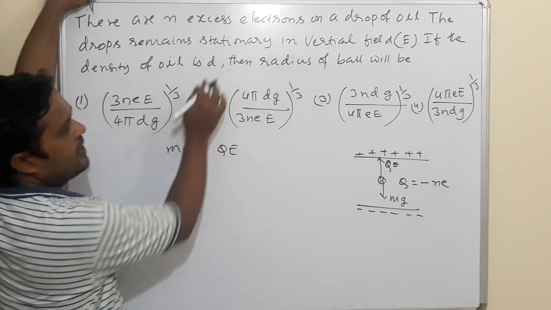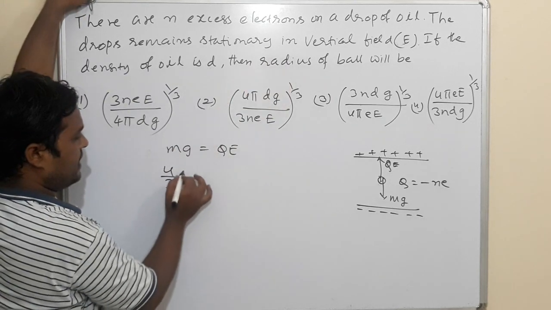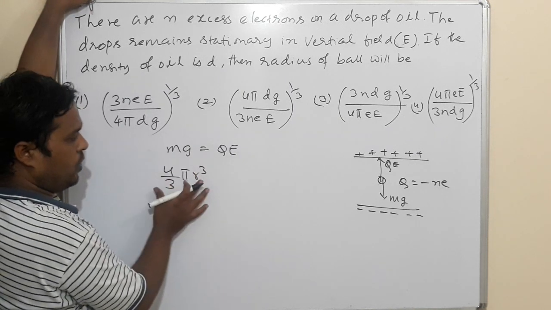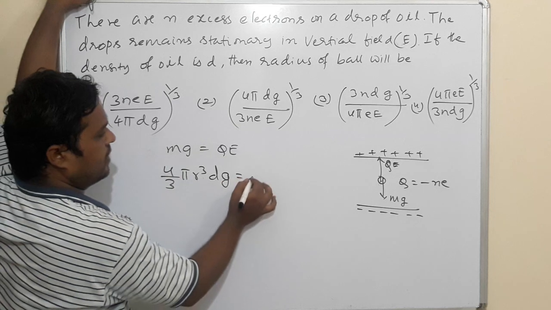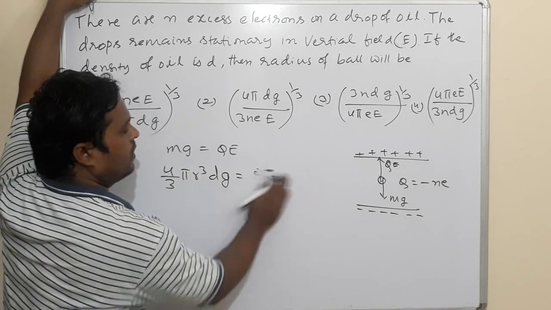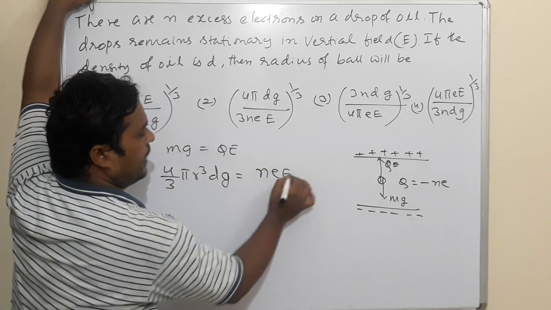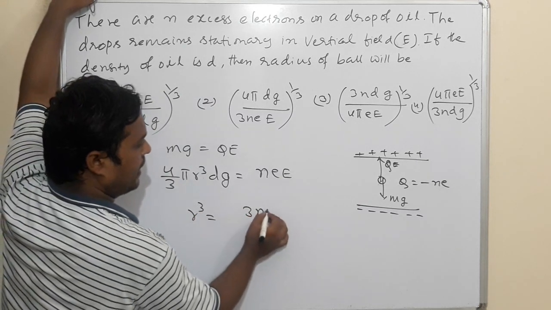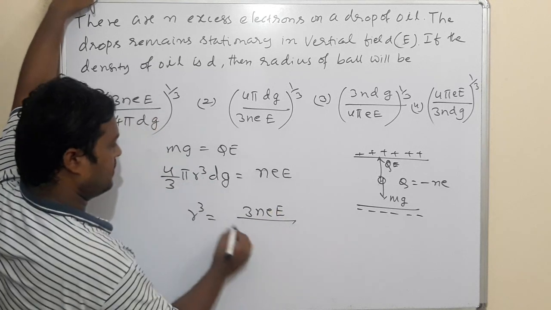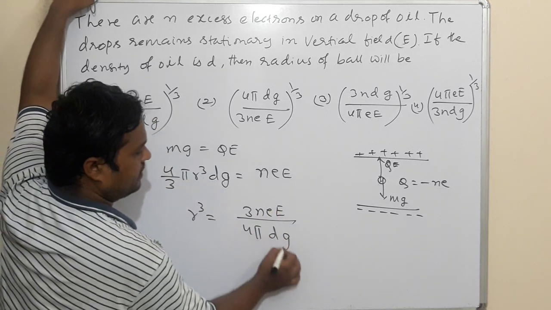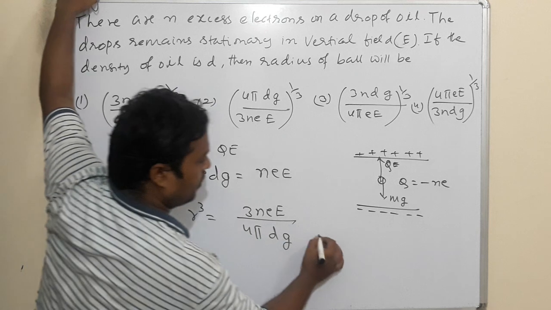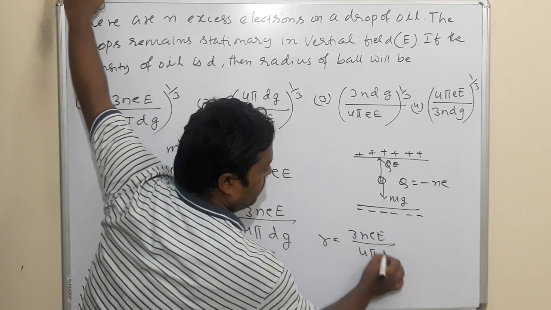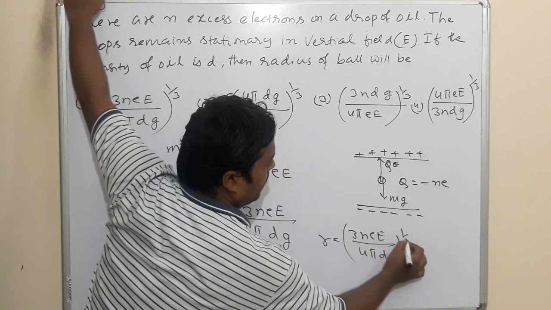What is M? Mass. Density is given as D. That means mass is nothing but density into volume. It is spherical, so volume is 4 by 3 pi R cube, into dg is equal to Q into E. What is Q? N into E into E. Then this will be R cube is equal to, I can write 3NE divided by 4 pi dg. Then R will be equal to 3NE into E divided by 4 pi dg raised to 1 by 3.